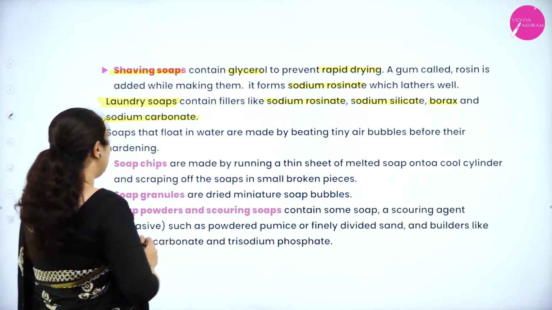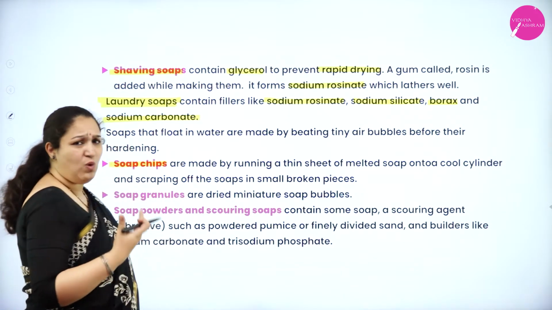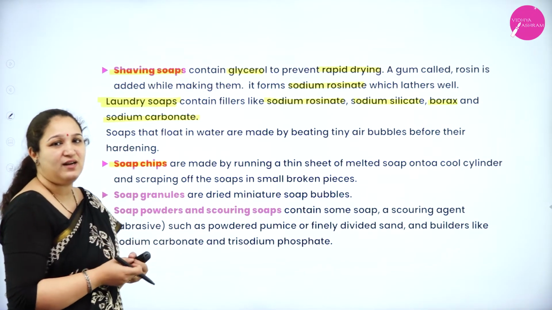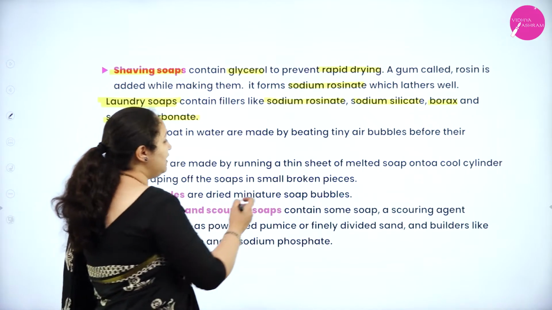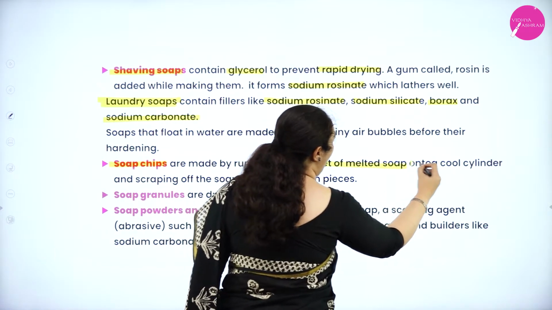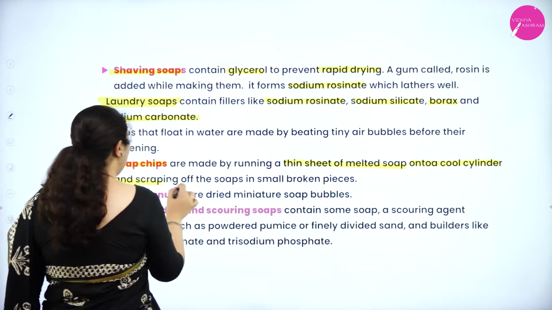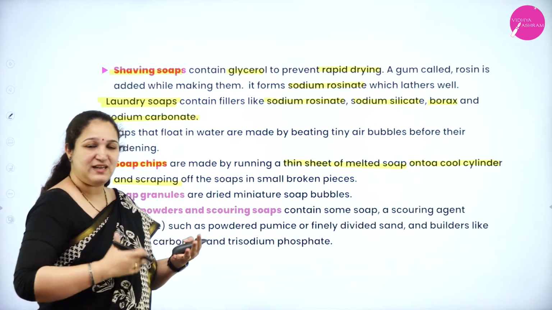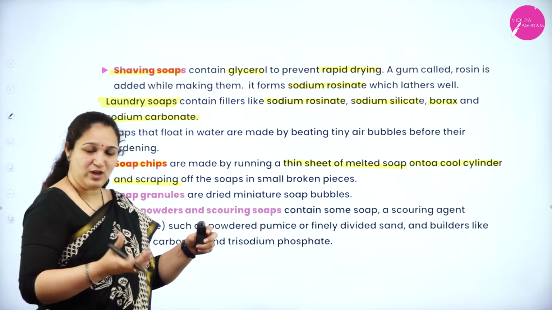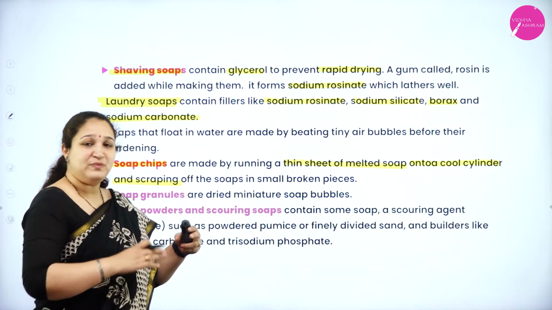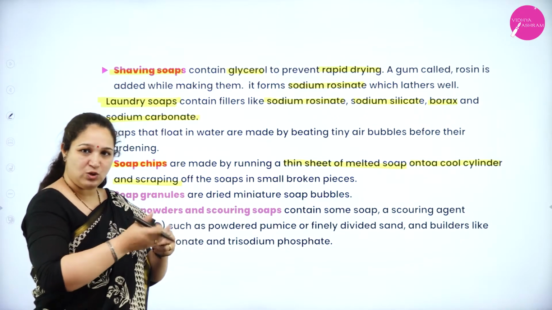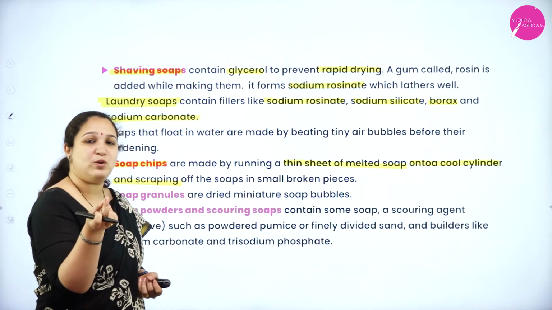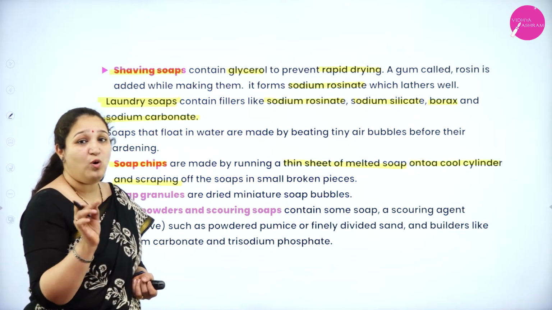Next is about the soap chips. Now, what are these soap chips? They are small pieces of soap. How exactly is it done? They are made by running a thin sheet of melted soap onto a cool cylinder and scraping them off. You heat, you get the melted soap, then it is added to a cool cylinder, it will cool immediately, it will form some sheets, and then the scraping is done to get small pieces. We call them soap chips.